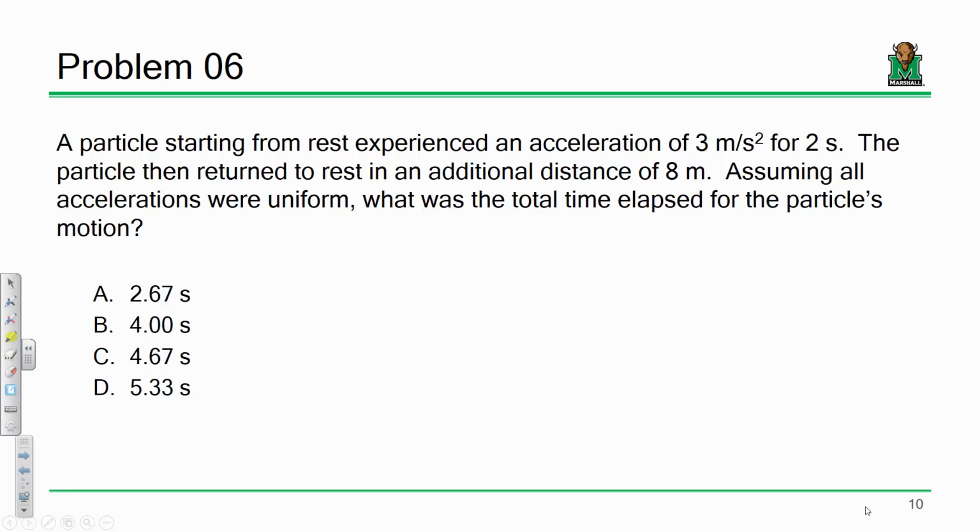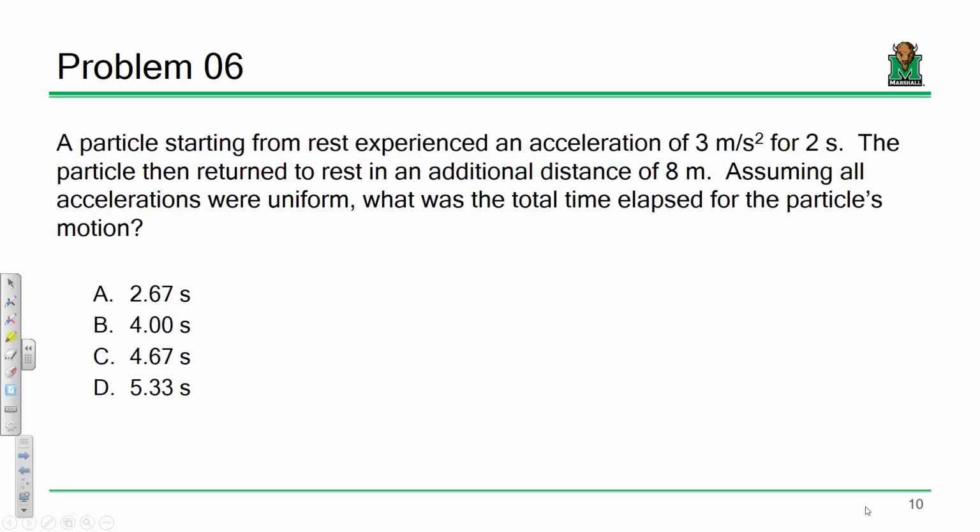A particle starting from rest experienced an acceleration of 3 meters per second squared for 2 seconds. The particle then returned to rest in an additional distance of 8 meters. Assuming all accelerations were uniform, what was the total elapsed time for the particle's motion? So how long did it take for the particle to start and then stop?